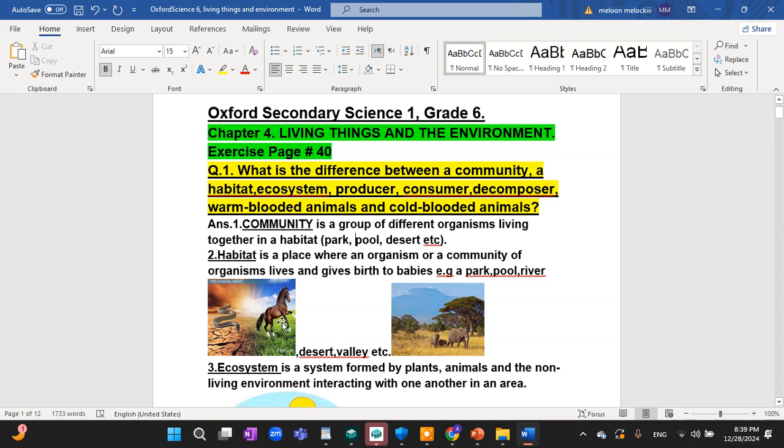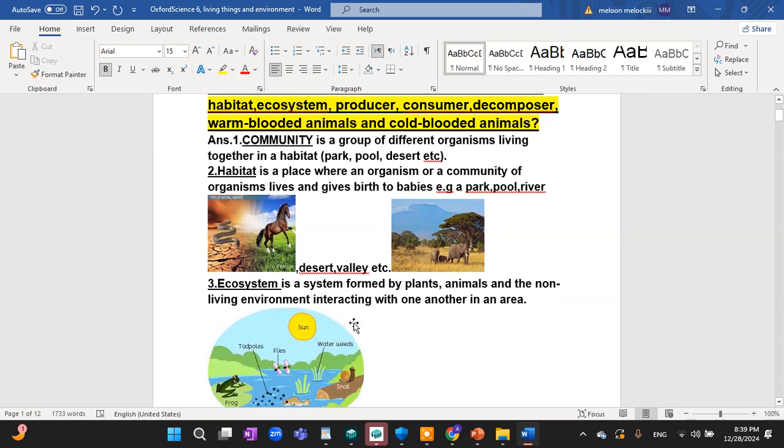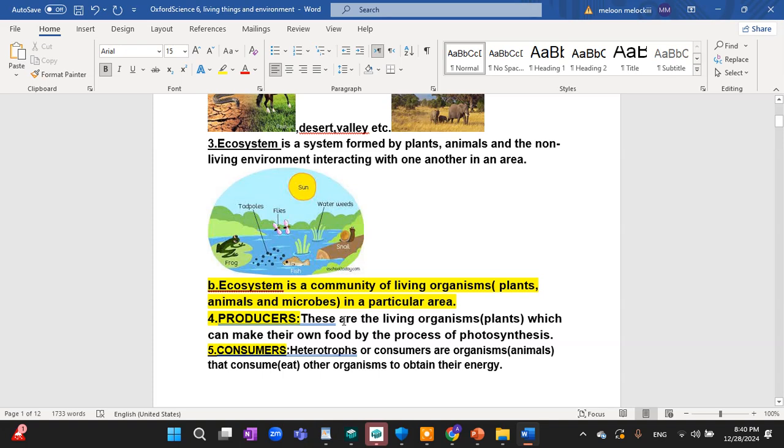So in this picture you can see this is a horse living in his habitat. This is a snake and here the family of elephants. Now, number 3, what is ecosystem? Ecosystem is a system formed by plants, animals, and the non-living environment interacting with one another in an area. So, in this picture, you can see this is the picture of an ecosystem. There is another definition also. Ecosystem is a community of living organisms such as plants, animals, and microbes in a particular area.